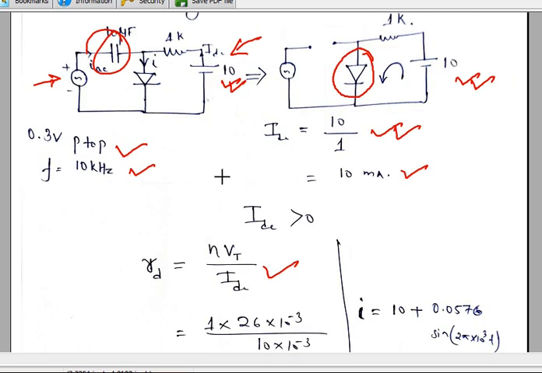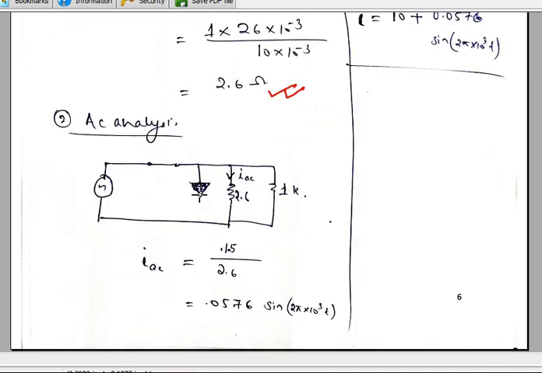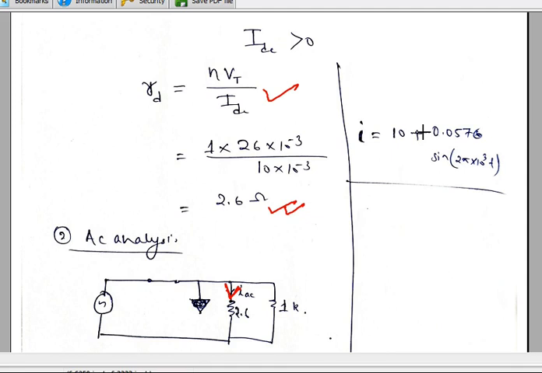Now we can move to the AC analysis. For AC analysis, simply short circuit this voltage source and short circuit this capacitor. This is the model you got. Now you can calculate this IAC. It is a simple equation, so this much current you got. So the total current comes out to be IDC plus IAC. That is how you are going to solve this kind of problem.